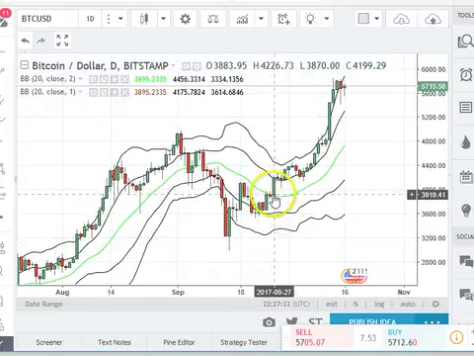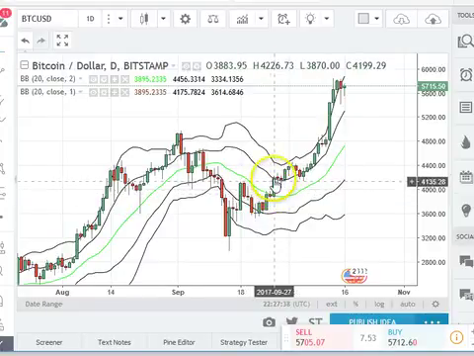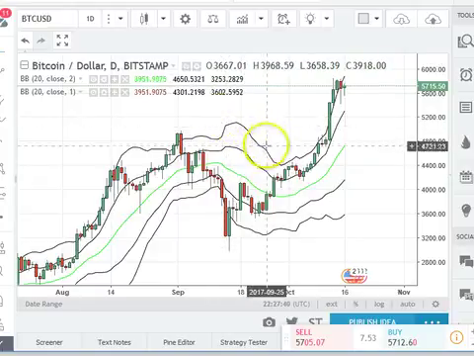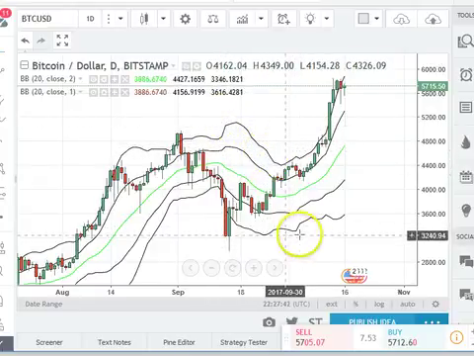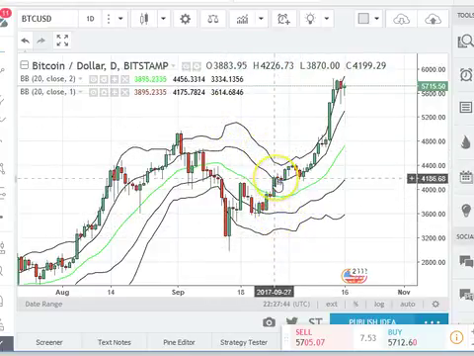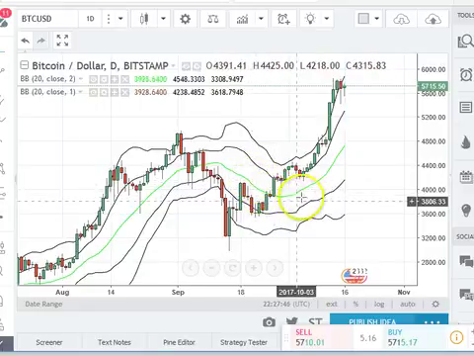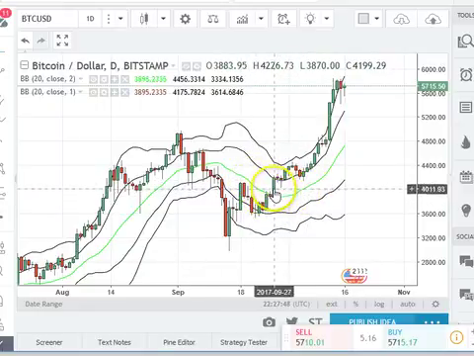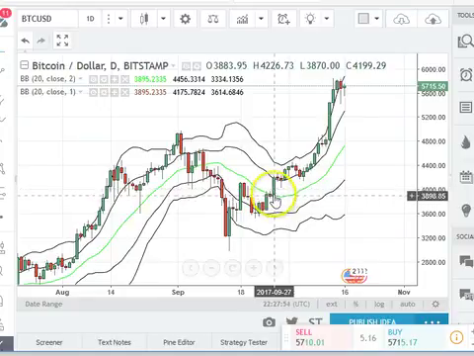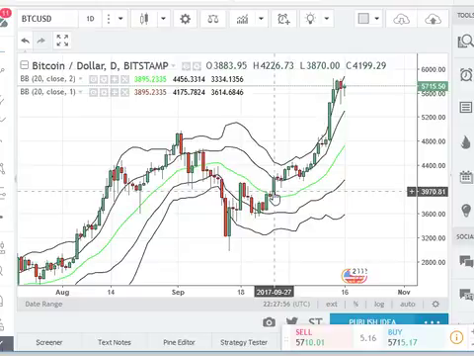So we can see the first example right over here. Here we can see that Bitcoin's closed above the first standard deviation Bollinger Band. The outside lines here are the second standard deviation Bollinger Bands. The inside lines are the first standard deviation Bollinger Bands, and the green line is the basis. So first you see that Bitcoin's closed above the first standard deviation, and at that time you go long. So you go long at the close, 4,200.